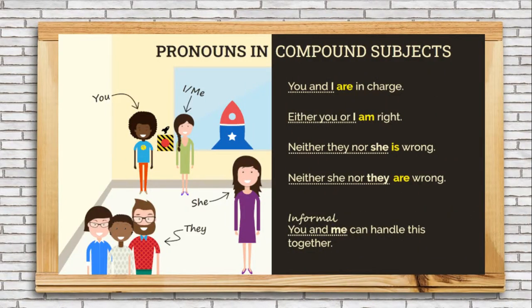Pronouns and compound subjects. You and I are in charge. Either you or I am right. Neither they nor she is wrong. Neither she nor they are wrong. And here is the informal version. You and me can handle this together.